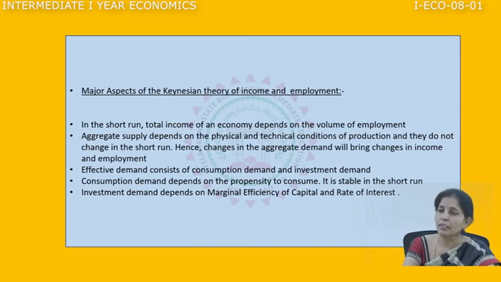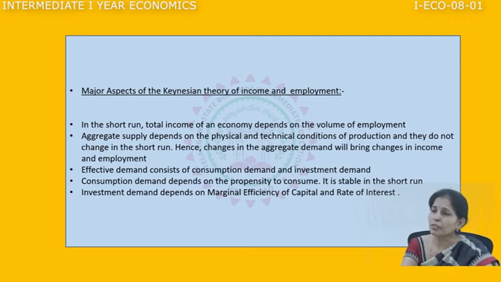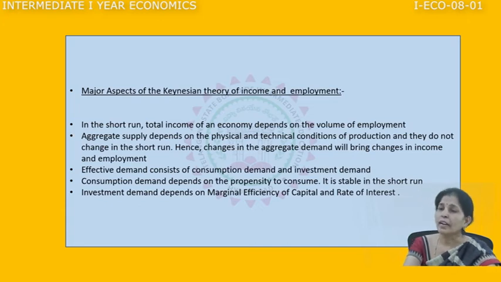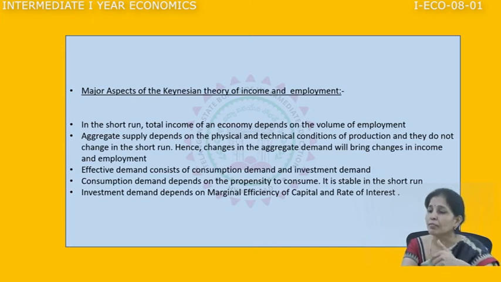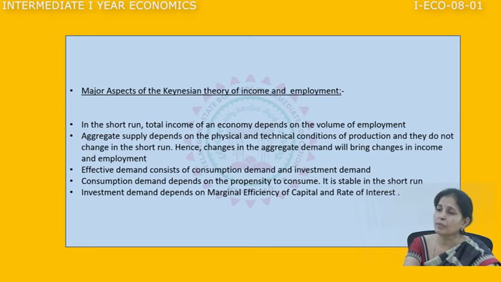Let us talk about the next point. Effective demand consists of consumption demand and investment demand. What is consumption demand? It totally depends upon the propensity to consume, which is stable in the short run. In the short run, when the incomes are not increasing, incomes cannot change, so the propensity to consume remains the same in the short run. And investment demand depends upon the marginal efficiency of capital. Efficiency of capital increases the production of goods and services, and this investment always depends upon the rate of interest. So here, before I conclude this topic, we have to talk about aggregate demand, aggregate supply, and effective demand to explain this theory.